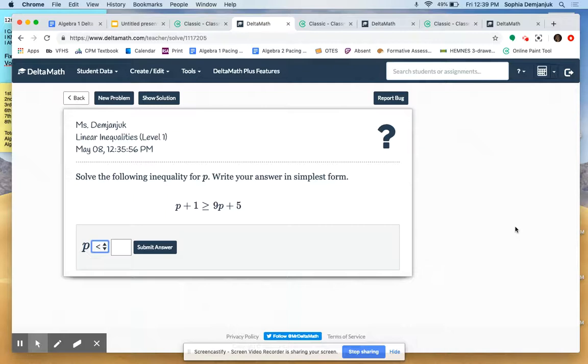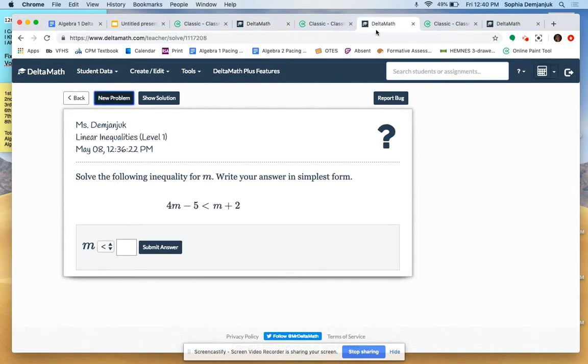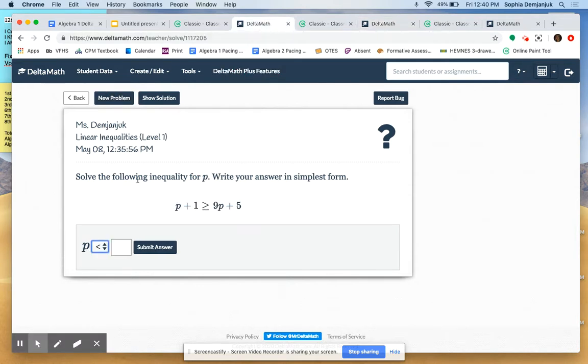For this lesson, we're going to be doing linear inequalities level 1, and there's no number line, so we just have to worry about getting p all by itself, or whatever variable we're solving for, and then inputting our answer and typing it in with the correct symbol. When you look at what you're given and how you're typing in your answer, you can see that p, or whatever letter variable you're using, is on the left.